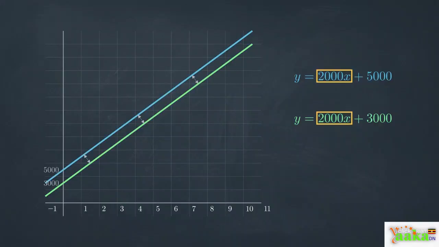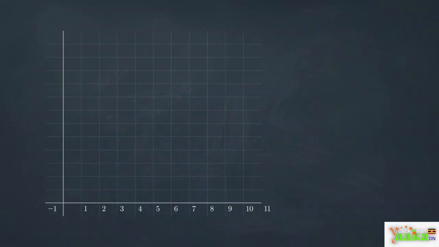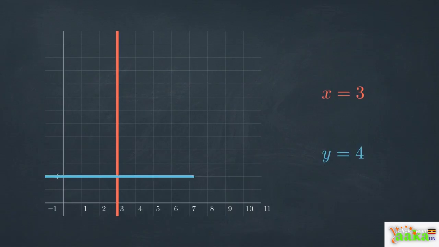They will never intersect. You also need to watch out for trick questions involving special cases. If an equation is completely missing the y variable, like x equals 3, it creates a strict vertical line. If it's missing the x variable, like y equals 4, the line is completely flat and horizontal.